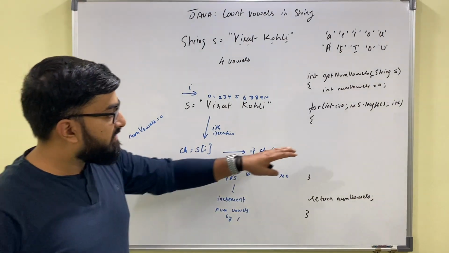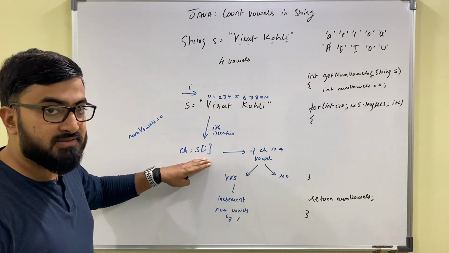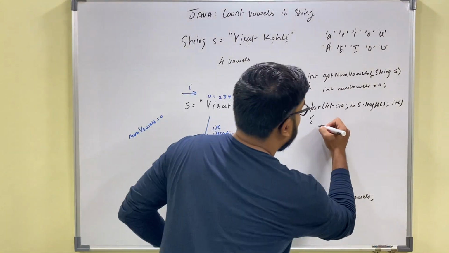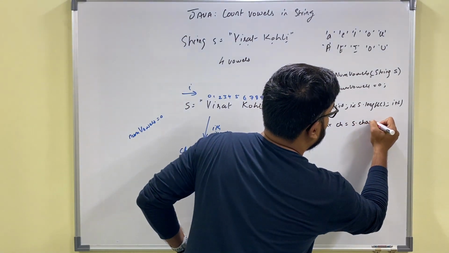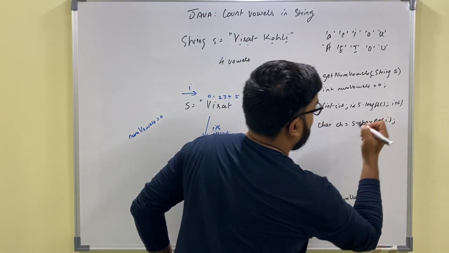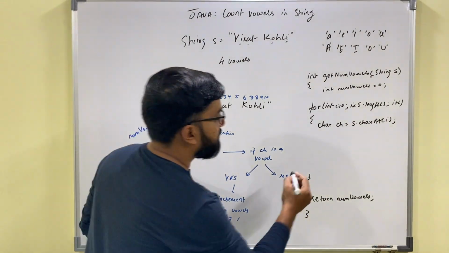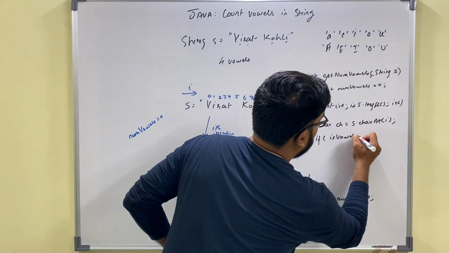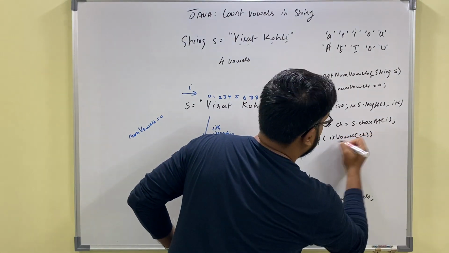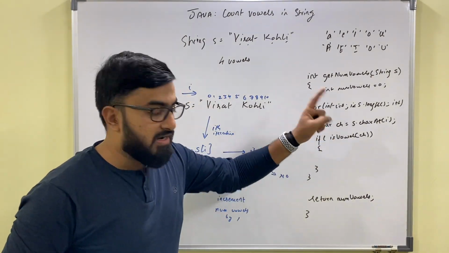Alright, let's come within our for loop. In our for loop, we get ch as the ith character in the ith iteration. So I say char ch is s dot charAt index i. And now I need to check if this ch is a vowel or not. So I'll say if isVowel(ch). isVowel is a method that I will write.